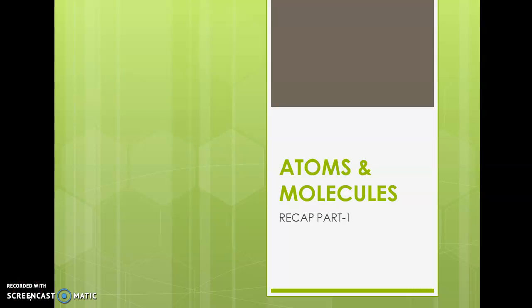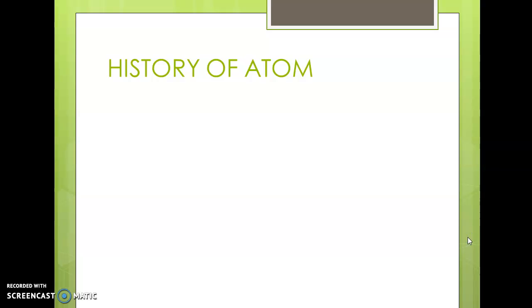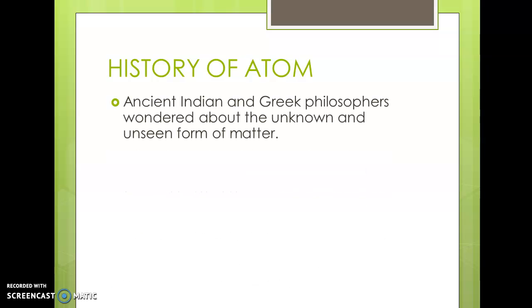Hi all, we're just going to see atoms and molecules, a quick recap of part 1. So let us know more about the history of the atom. Many scientists and philosophers wanted to know what all the matter around the world is made up of. Ancient Indian and Greek philosophers were the first to explore matter. The first Indian philosopher, Maharishi Kanad, named the matter as Paramanu. So the Paramanu makes the matter. This is what he clearly explained.